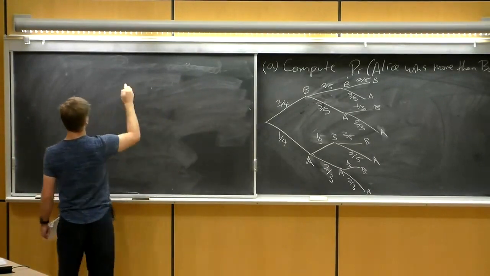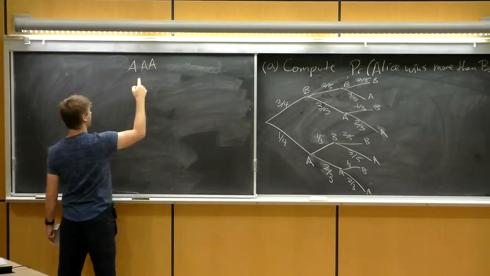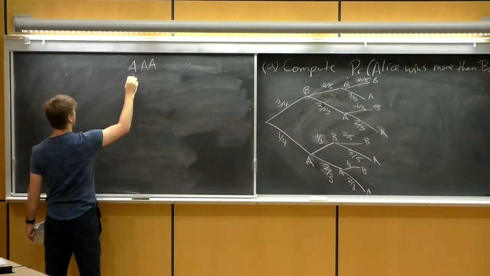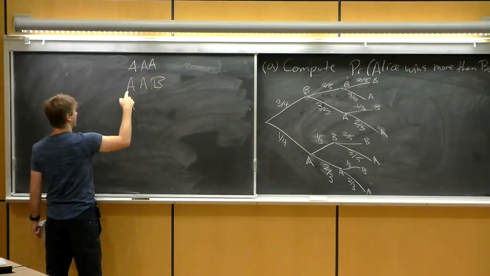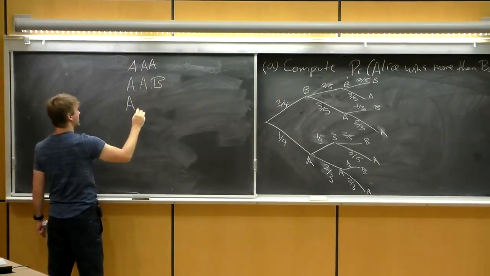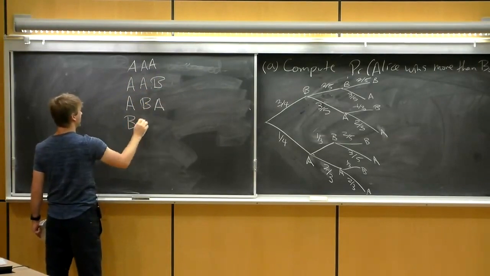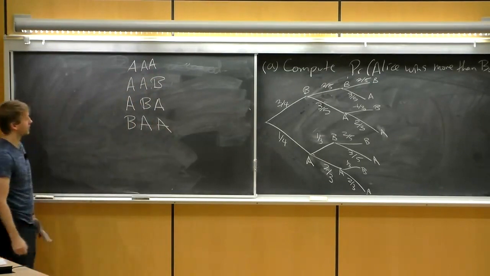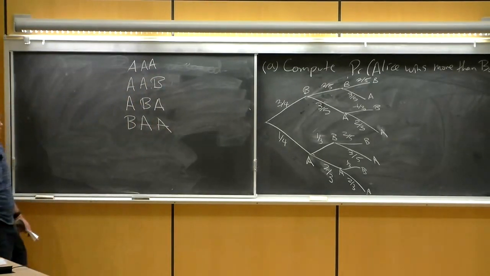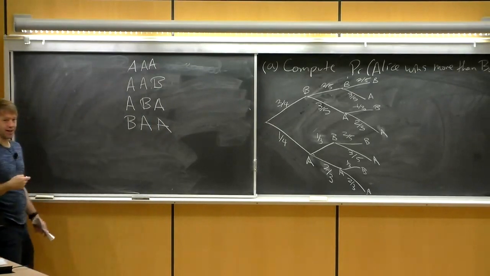Okay, so first I'm going to just sort of write them down. So I've got the possibility she wins every round. It could be Alice, Alice, and then Bob wins the last one. It could be Alice, Bob, Alice, or Bob, Alice, Alice. Right? What's the probability of it being Alice, then Alice, then Alice?